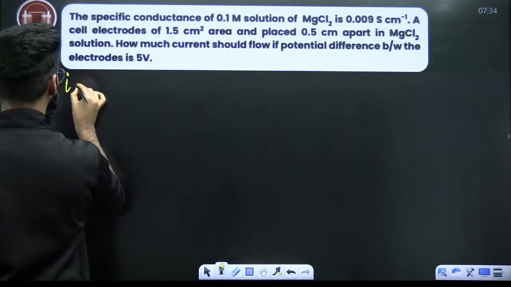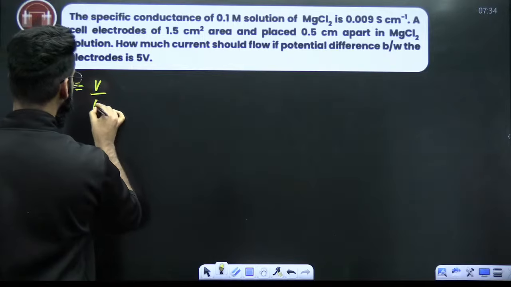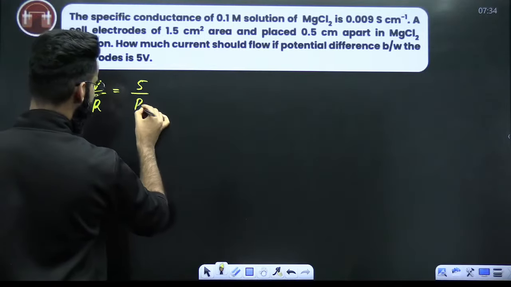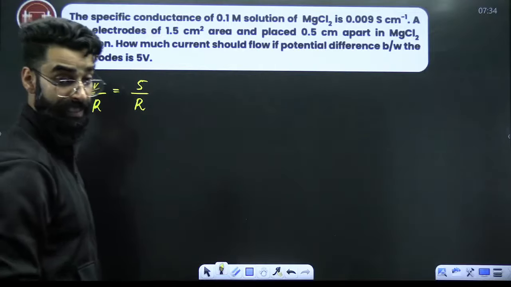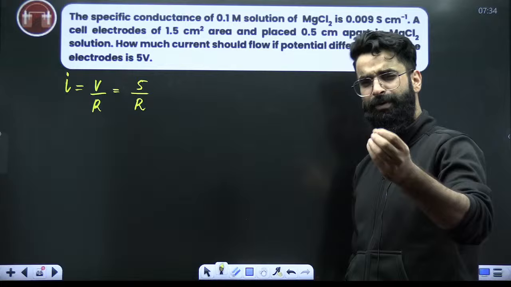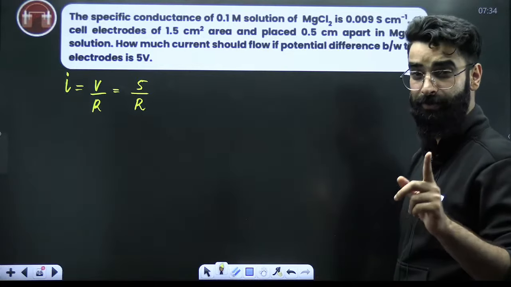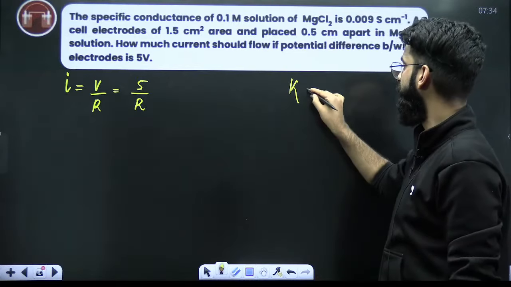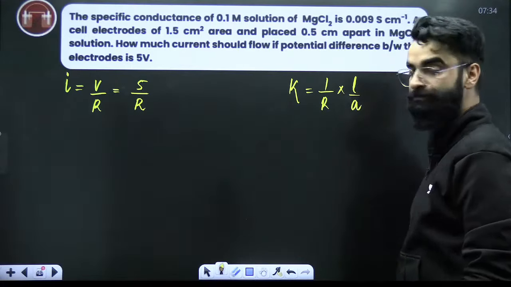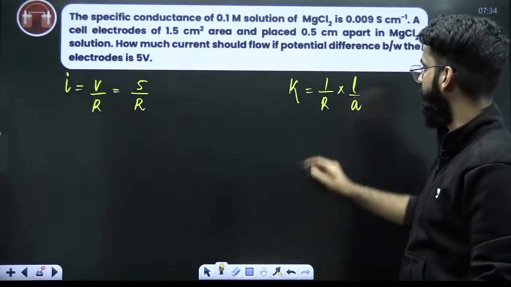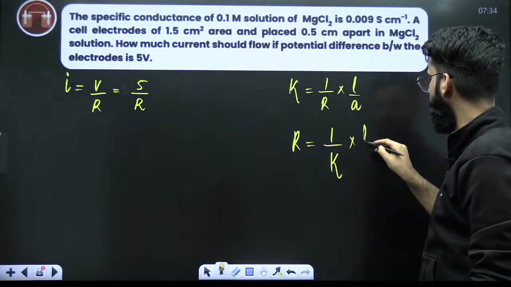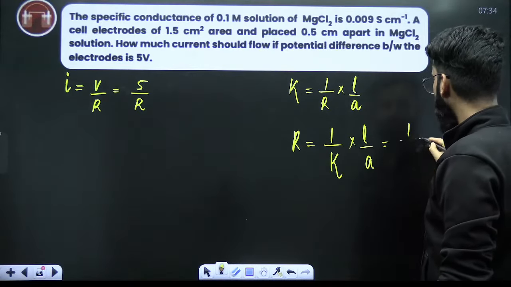Use Ohm's law. I is equal to V divided by R, right? Potential difference is 5 volts divided by resistance of the cell, which we do not know. So we have to calculate the resistance of the cell. Few minutes back, I gave you one important result. That is kappa is equal to 1 divided by R multiplied by L by A, right? Now tell me, can't you calculate R from here? R is 1 divided by kappa multiplied by L by A.